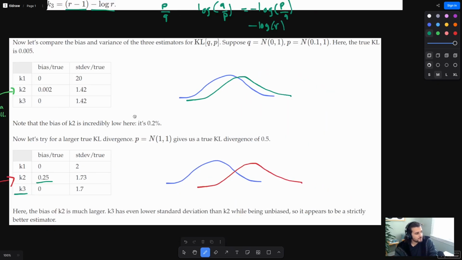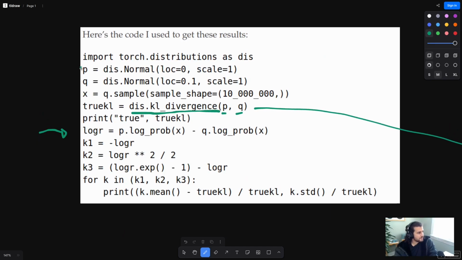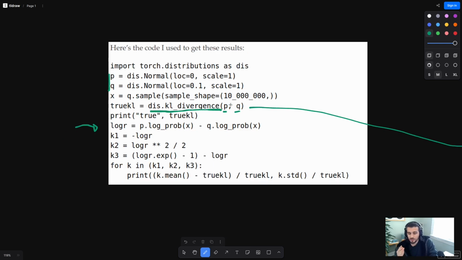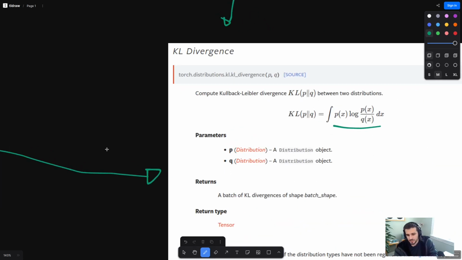So Schulman ran a few experiments here. I'm just going to show you the code. So he did a bunch of simulation. You have P and Q, which are distributions that are normal with different mean. The standard deviation stays the same. It's just the mean that is changing. And then he's using this KL divergence, which is the true version of KL divergence from PyTorch over here, with the formula that we saw previously.